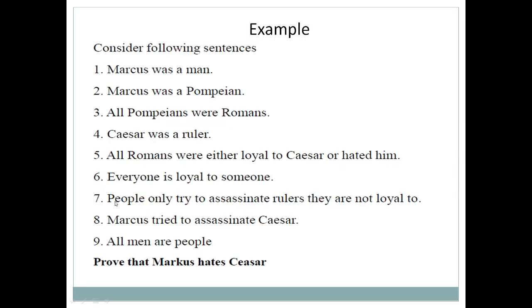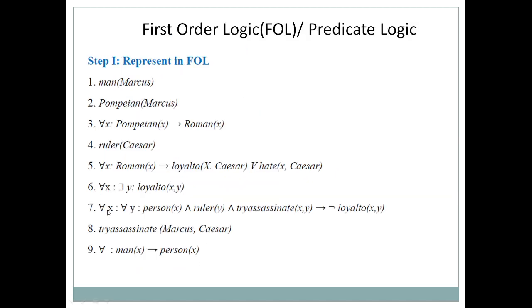Now the next statement: people only try to assassinate rulers they are not loyal to. This is a somewhat complex statement that we have to represent in predicate logic. People only try to assassinate rulers they are not loyal to. We are talking about people, that means we are talking about all. So we need to understand how to represent this. For all x there exists some y.